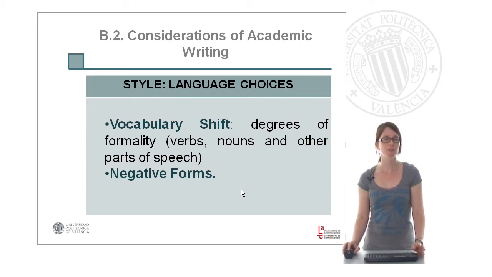So we are going to have a look at two very important aspects. The so-called vocabulary shift, which is related to degrees of formality, when you have to use verbs, nouns, and other parts of speech. And we are also going to have a look at the way you use negative forms in academic writing.